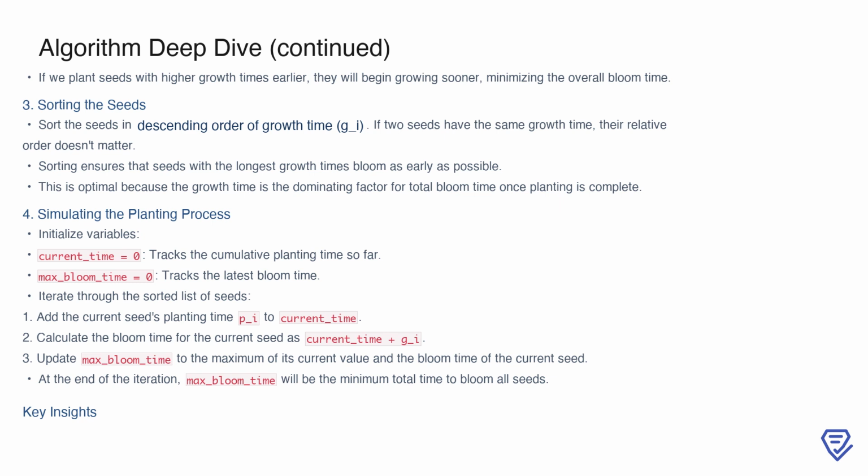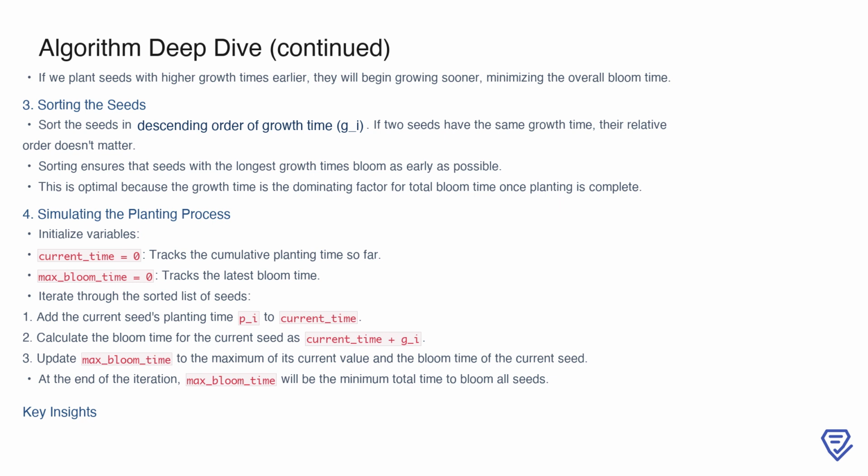Once sorted, we simulate the planting process. We initialize 2 variables, current_time, which tracks the cumulative planting time as we move through the seeds, and max_bloom_time, which keeps track of the latest bloom time among all seeds.